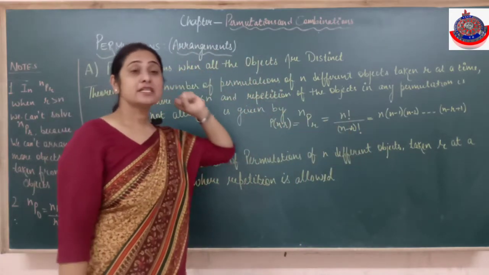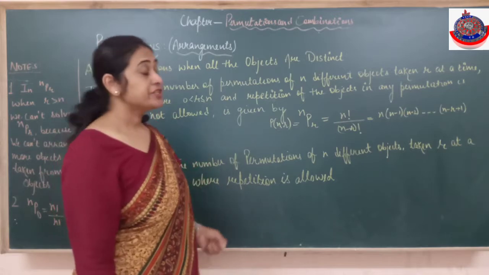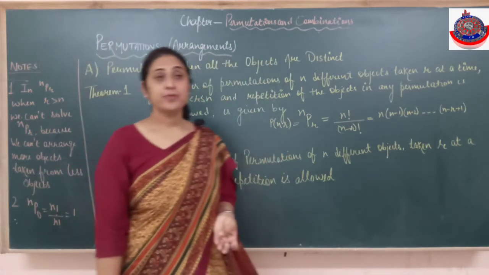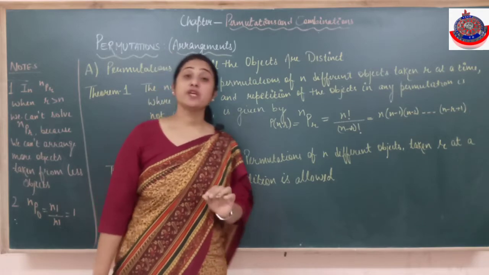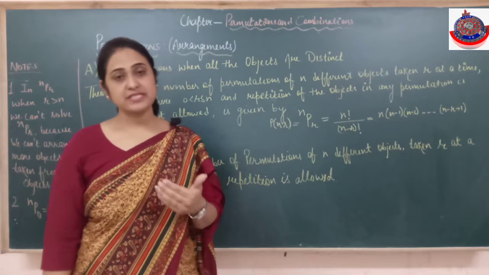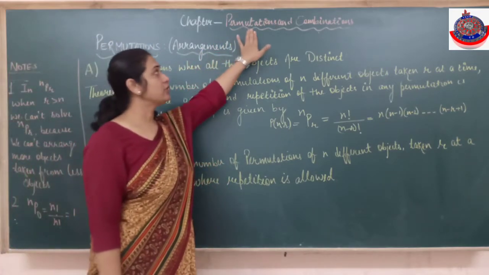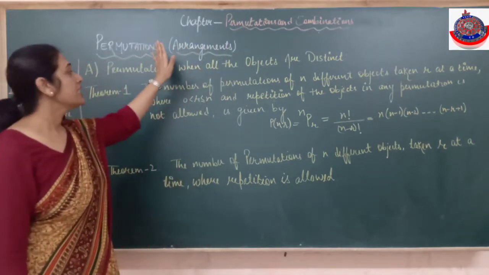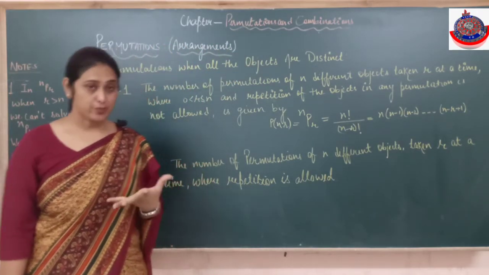We are going to start with permutations. In the last two videos we just did the basics. We did the principle of counting, or the principle of multiplication, and then the factorial notation, which is very important for permutations and combinations. So we are going to start with the first topic of the chapter, that is permutations. I have made it clear in my previous videos that permutations means arrangement.